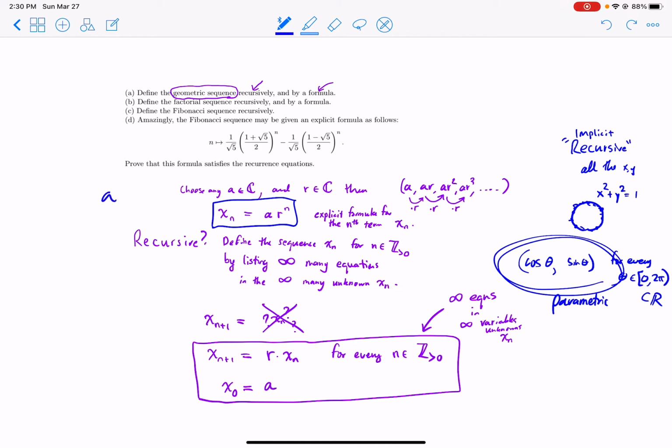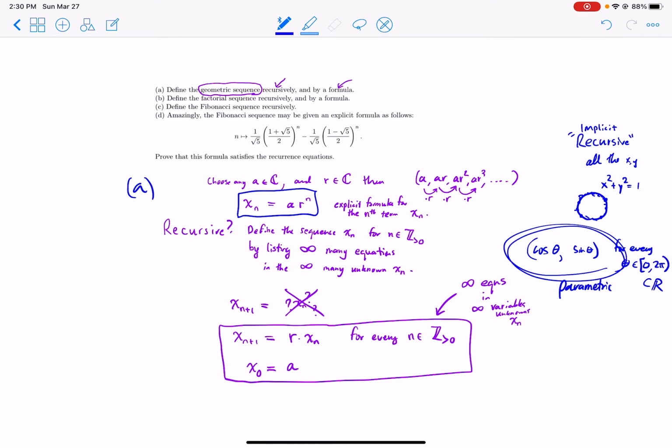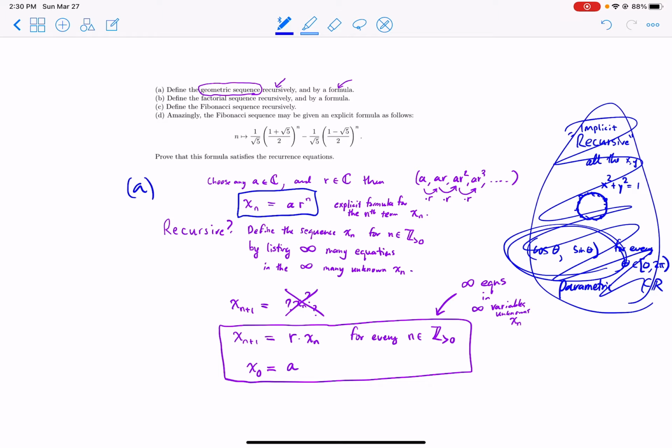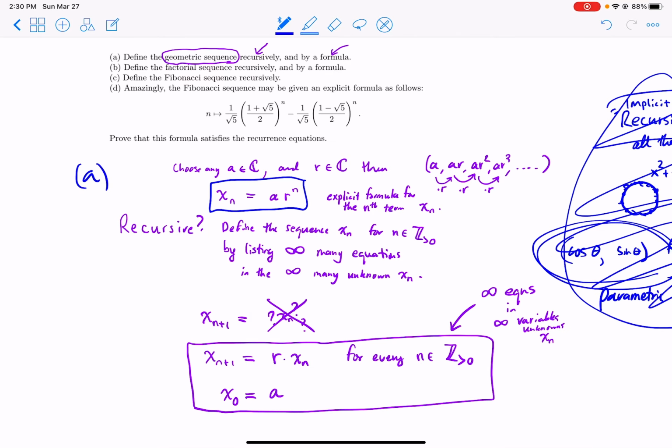Okay, that's part A. Obviously, you don't need to include this analogy. This was just to help you understand. So I gave the formula and the recursive definition for geometric.